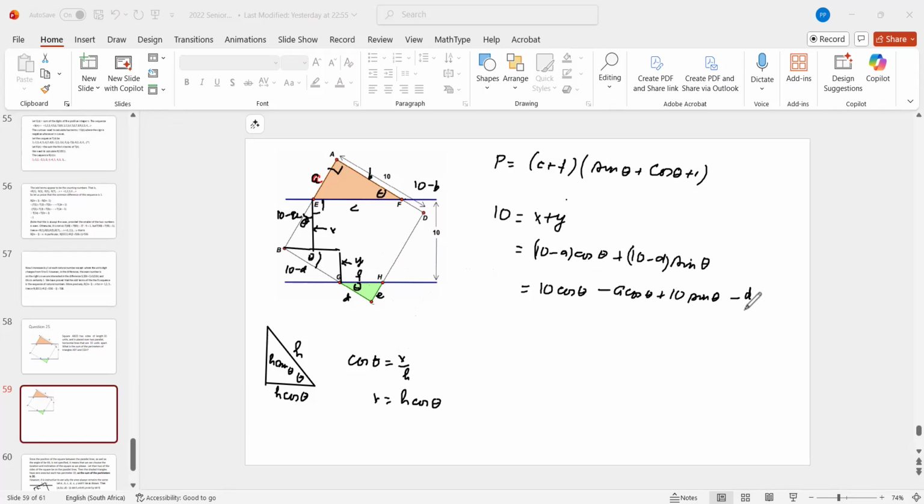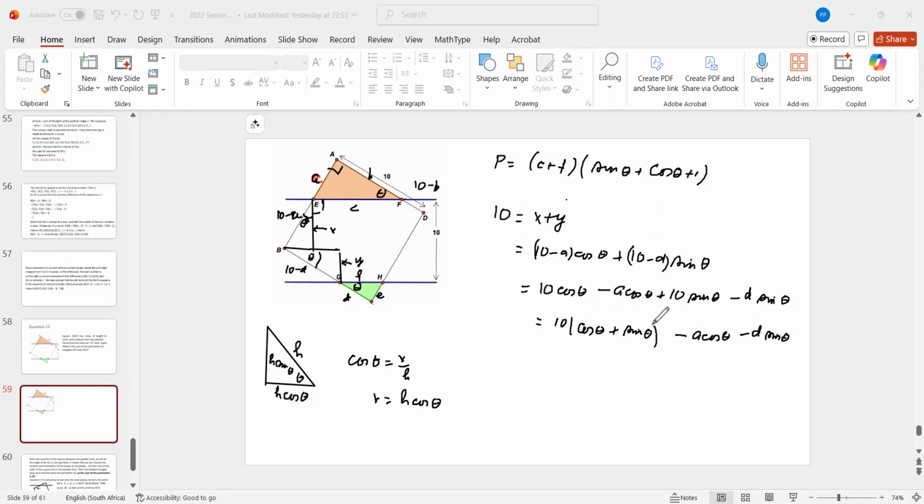All right, I'll have to make some other adjustment here. Anyway, minus d sine theta. And what I'm going to do is work out sine theta, take 10 out, and you get cos theta plus sine theta. And you get minus a cos theta minus d sine theta.